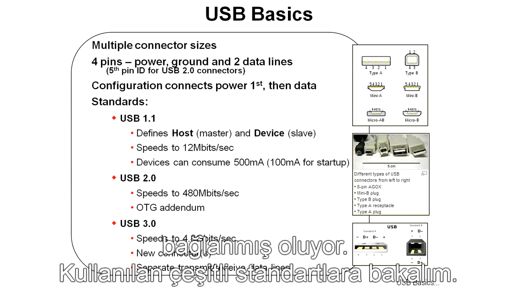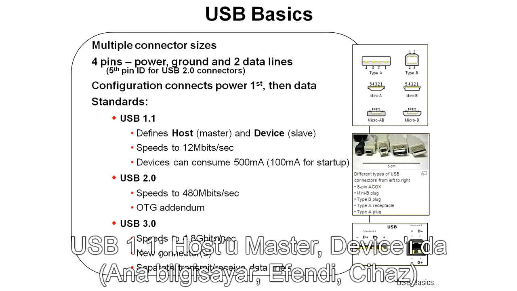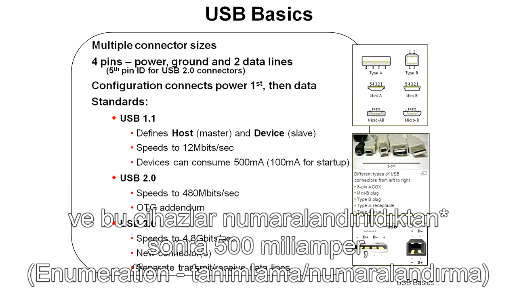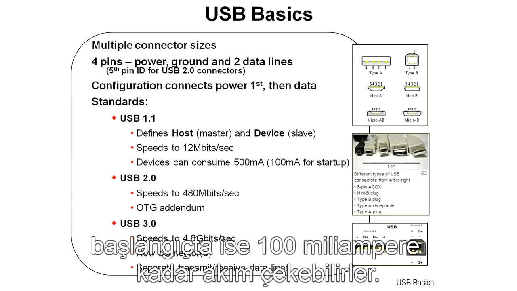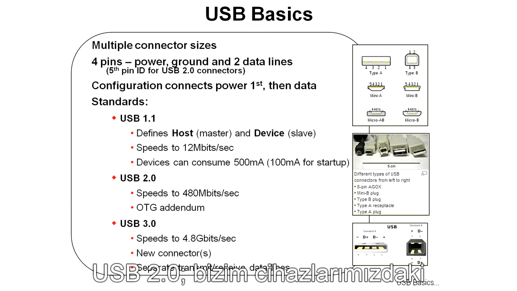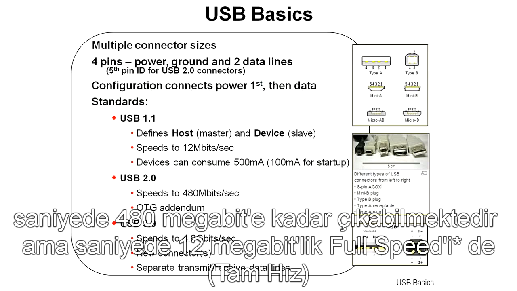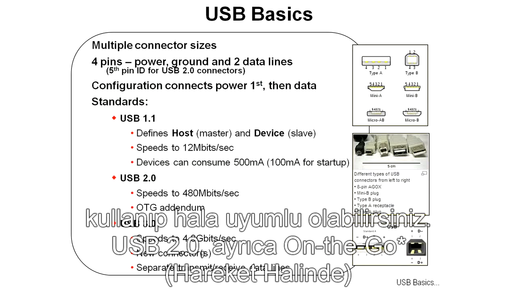The different standards that are out there: USB 1.1 defines the host as the master and the device as the slave. Speeds go to 12 megabits a second, and devices can consume 500 milliamps once they're enumerated, 100 milliamps for startup. USB 2.0, that's where our USB ports are compliant. The speeds are as high as 480 megabits a second, but you can be at full speed, which is 12 megabits a second, and still be compliant.